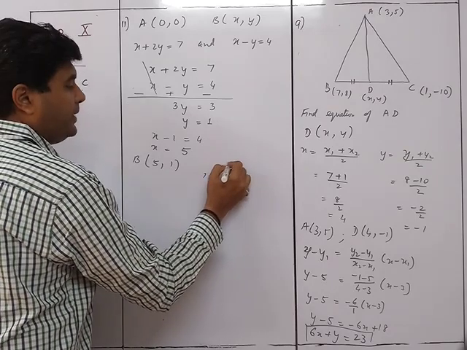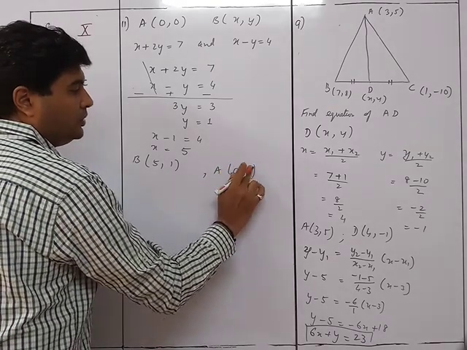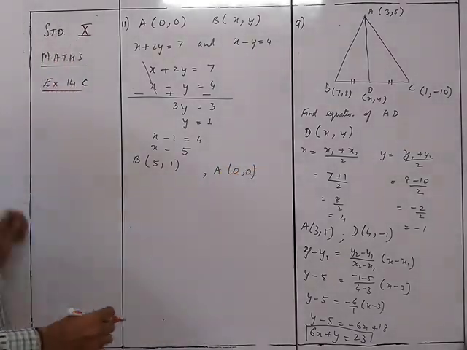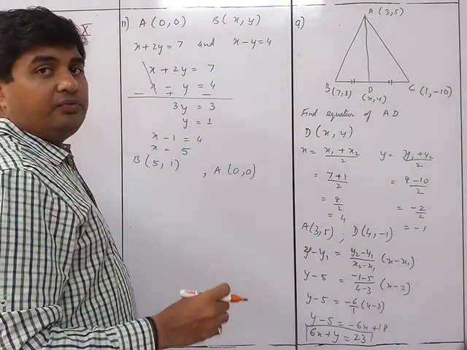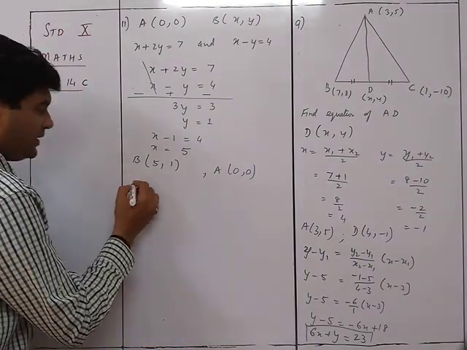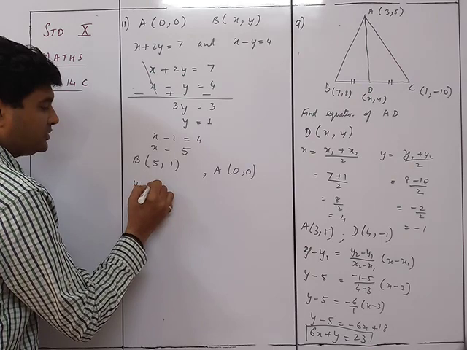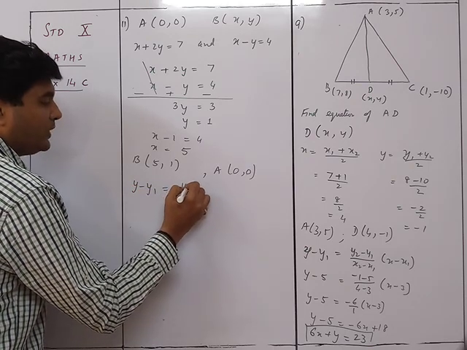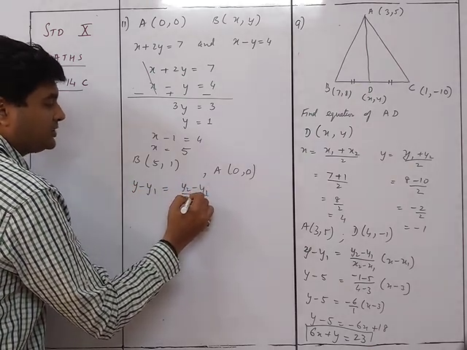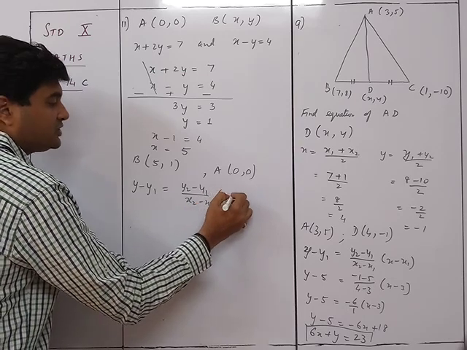And of course, my point A is (0, 0). So we have this particular two-point method. We have over here y minus y1 is equal to (y2 minus y1) upon (x2 minus x1) into (x minus x1).